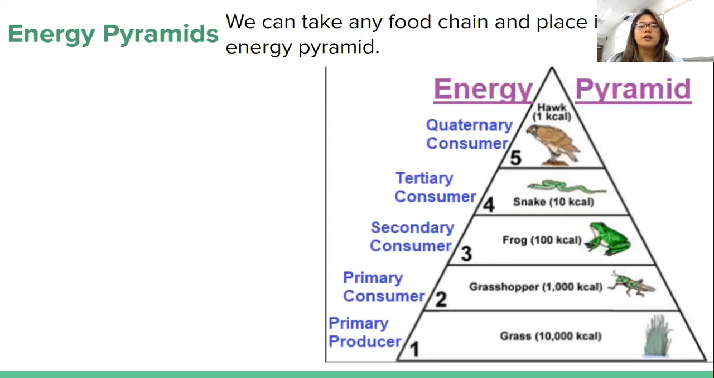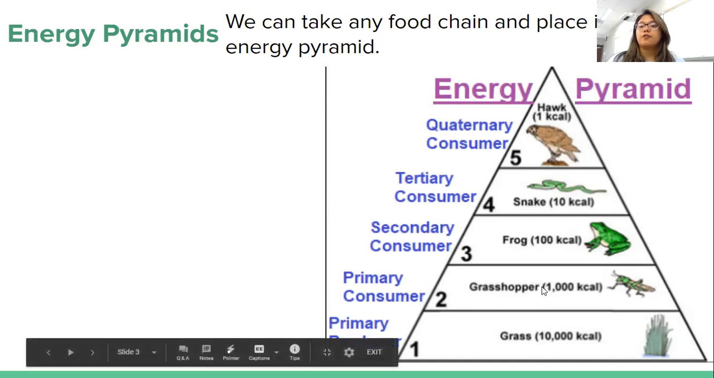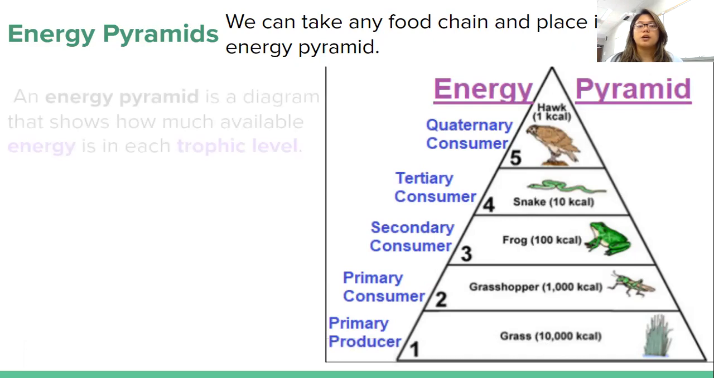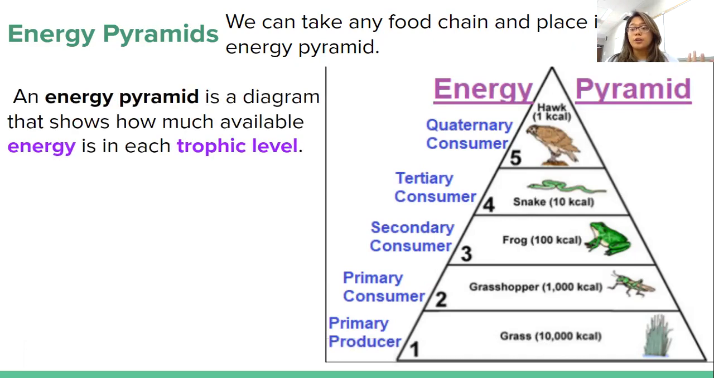So taking a look at this, we can put that food chain into an energy pyramid. If you see, we have the grass at the bottom, then the grasshopper, frog, snake, and then the hawk. We always start with the producer at the bottom of the energy pyramid and then move our way up to the top of the pyramid, okay? And what is the whole point of an energy pyramid? It's just to show how much available energy there is for each trophic level.